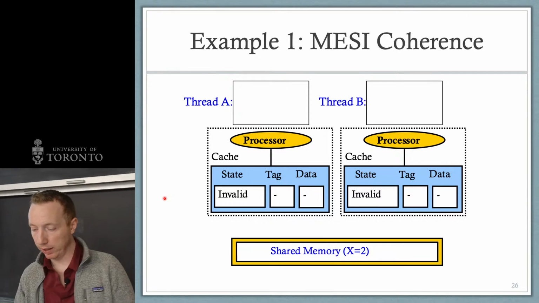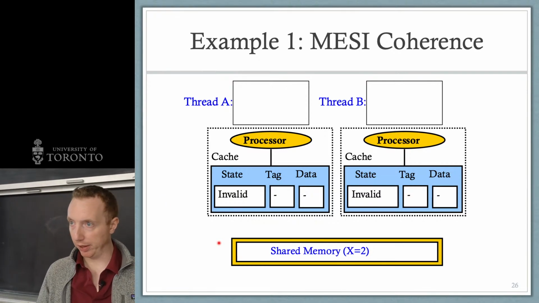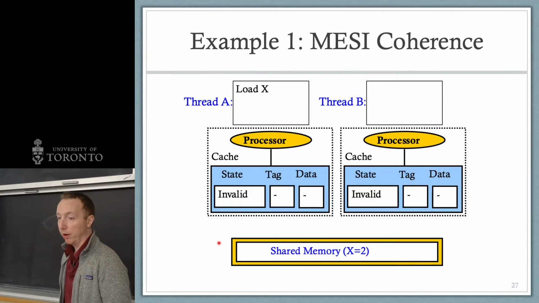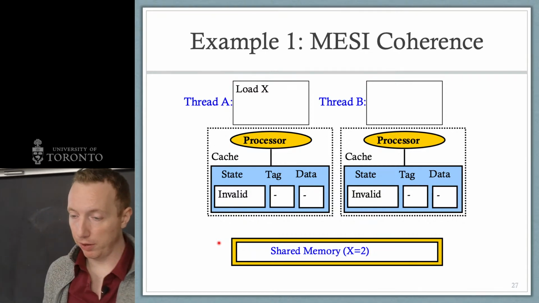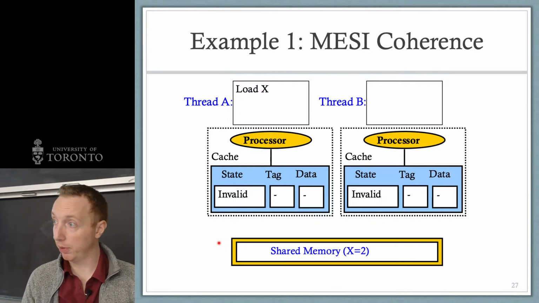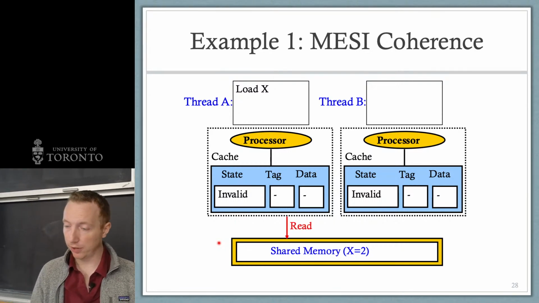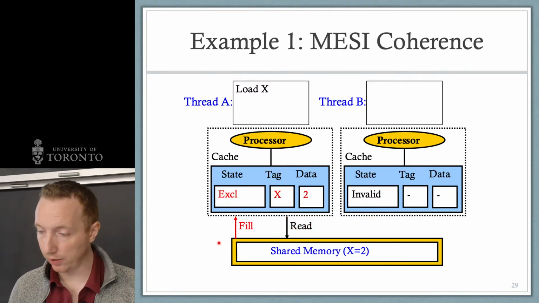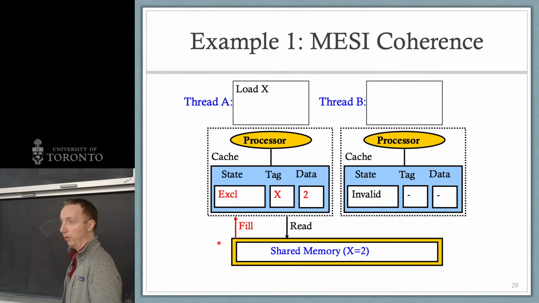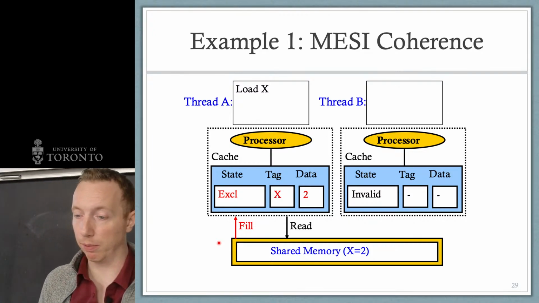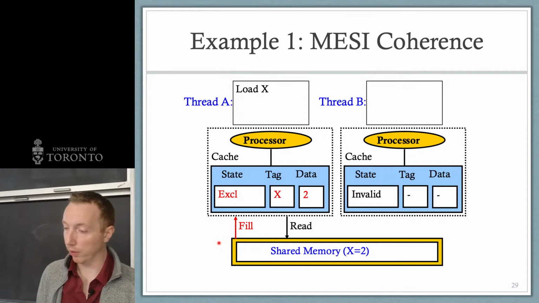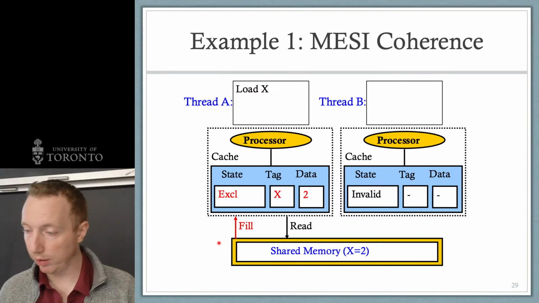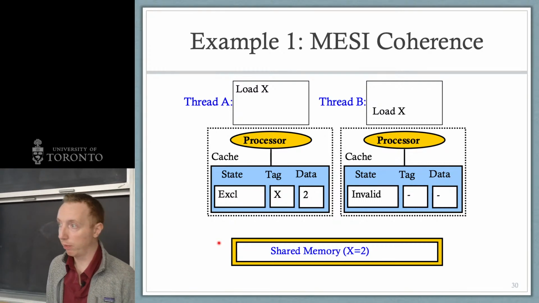They're both invalid, and in shared memory, or just in memory, x is equal to 2. So if thread A loads x first, well, then what happens? It's not in its cache. It will just read that value from main memory, populate its cache, and set the state to exclusive because it is the first one that read that value.